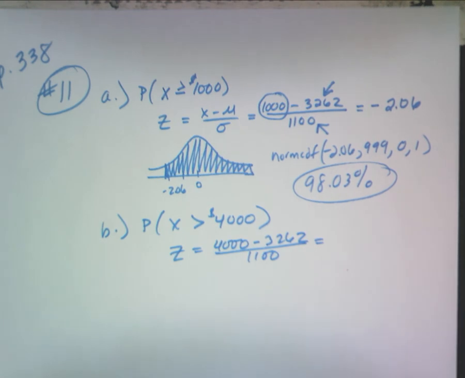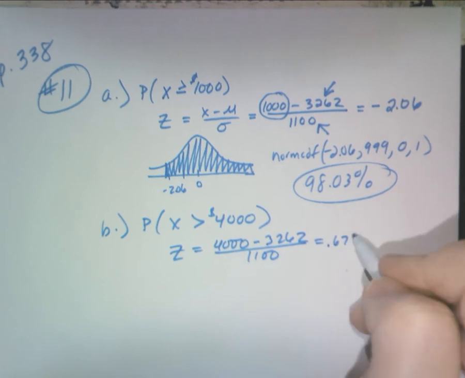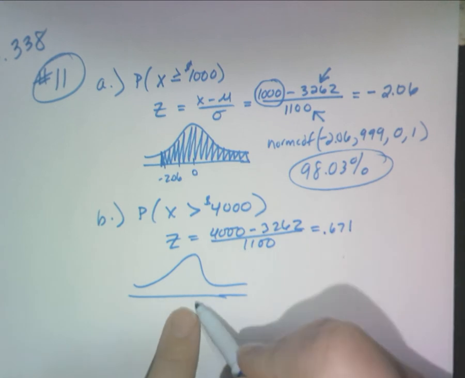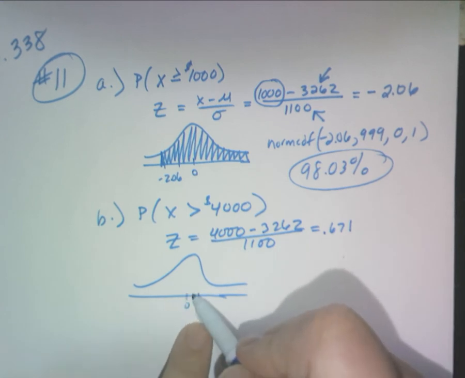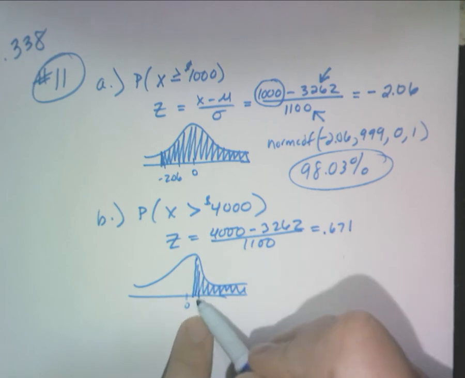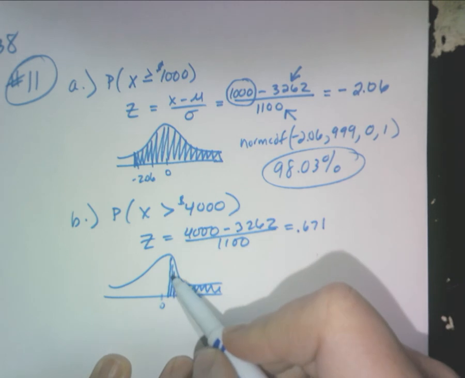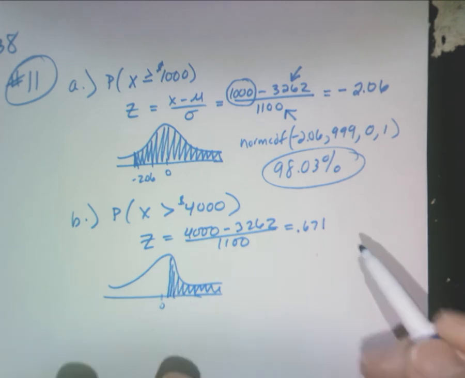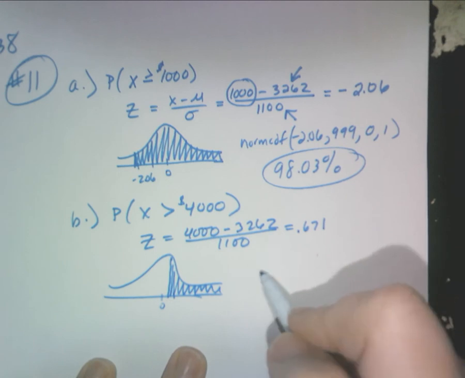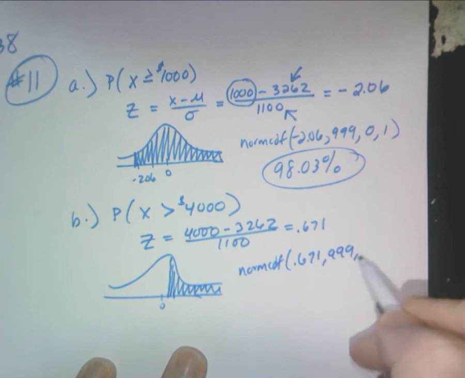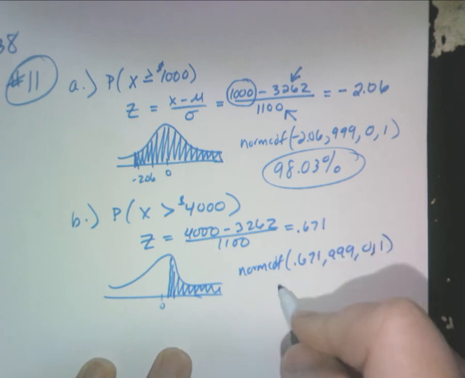4,000 minus 3262. What do I get? What's my Z there? I got 0.671. My picture still pretty much looks the same. Here's 0, 0.671, here's 1. That surprises me, actually. That's probably a little bit less than a half. Well, what is that? 34, so probably 13.5, 20 something. Let's find out. Norm CDF, 0.671, 9999901, and you got 25.11.